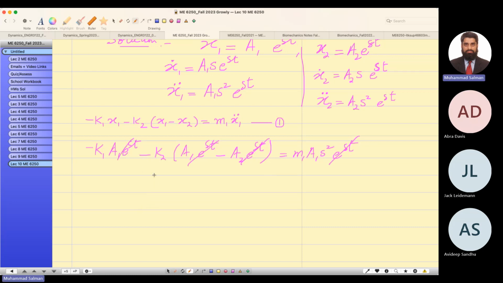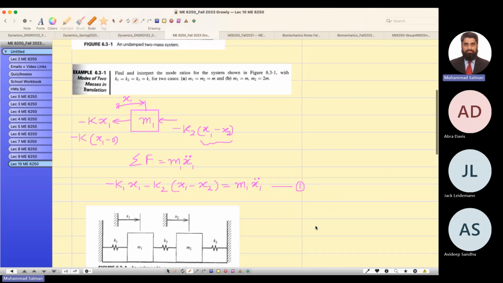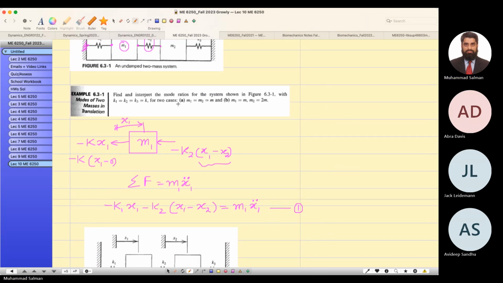So how do you simplify? If you simplify this, you should get, let me show you. How should you simplify this? A1 times M1 s squared plus K1 plus K2, negative K2 A2. The same equation has been rearranged into simplified form. And the question is, find out the mode shape using this.